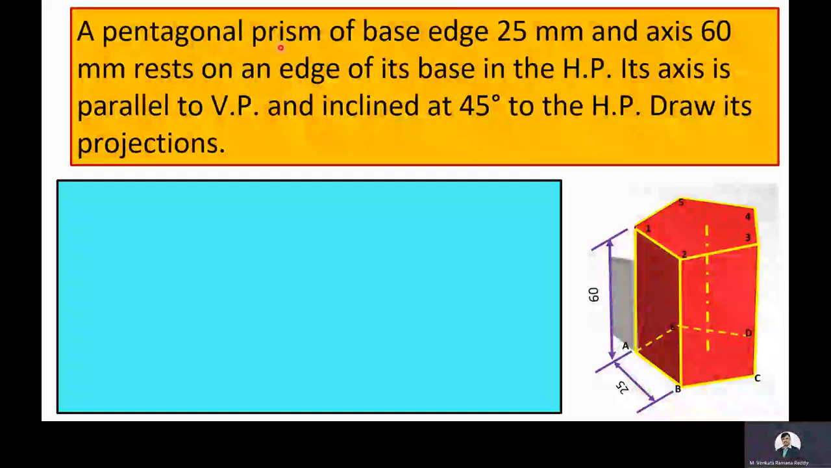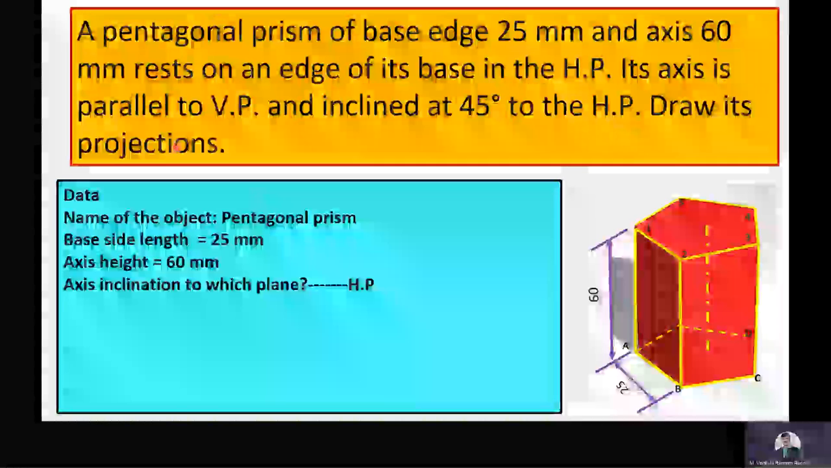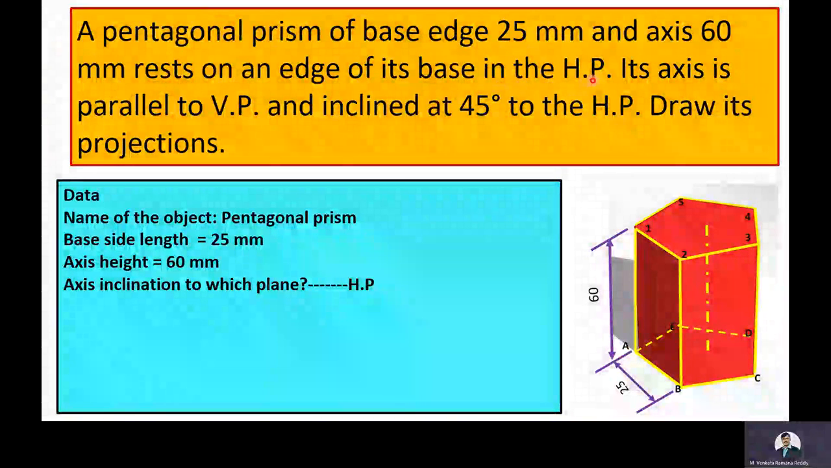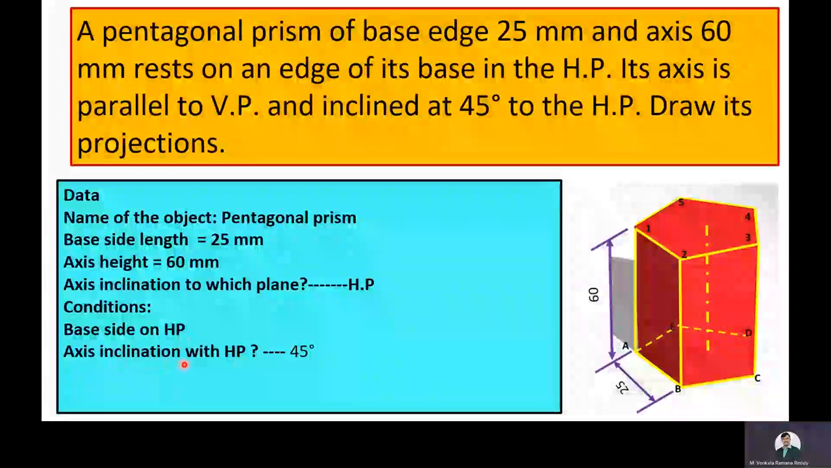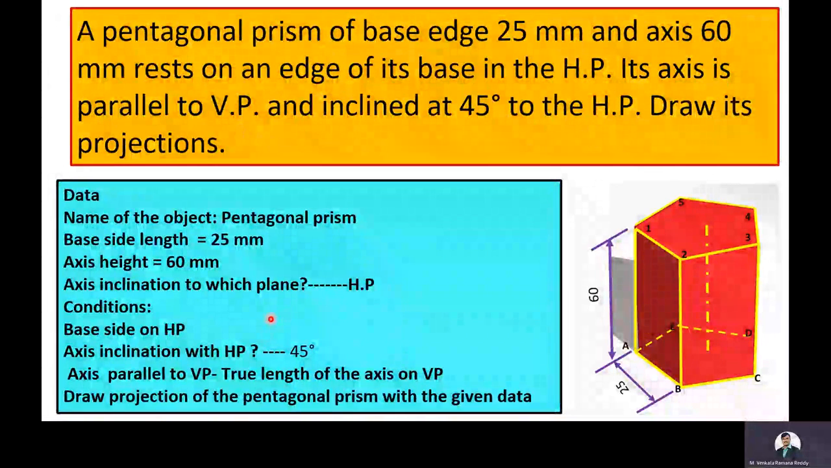The name of the object is pentagonal prism and its base side length is 25 mm, axis height is 60 mm, and axis inclination to which plane? Horizontal plane. Other than this, what are the other conditions mentioned in the problem? Here, the base edge is on the horizontal plane, its axis inclination with HP is 45 degrees and the axis is parallel to the vertical plane. That means the true length of the axis will be obtained in the front view, that is, on the vertical plane. Then with this data, we need to draw the projection of the pentagonal prism.